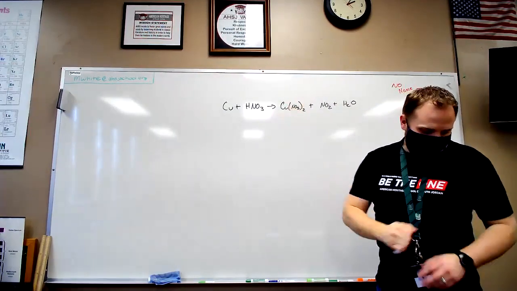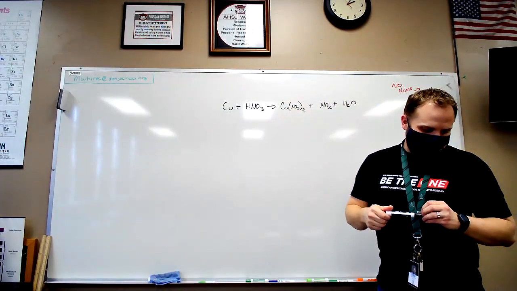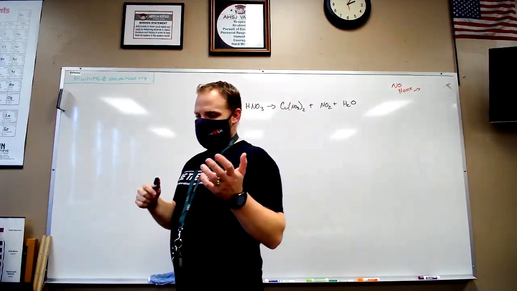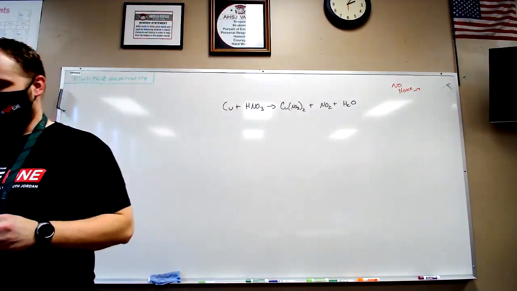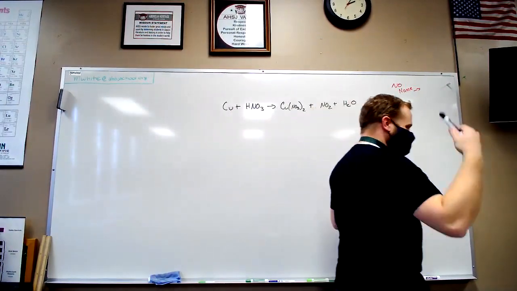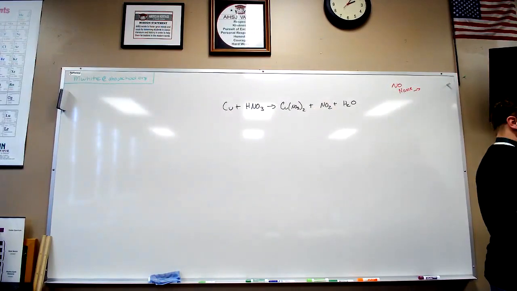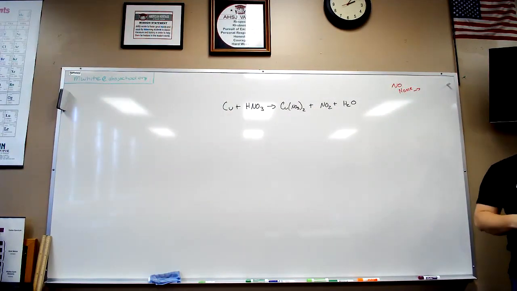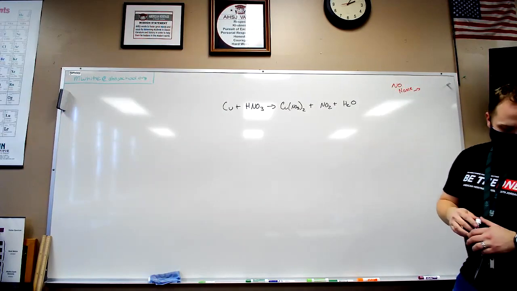Number 2, identify the atoms or ions that are oxidized and reduced. Okay, well, that's pretty straightforward. Remember we talked about that last time. If the oxidation number goes down, it has been reduced. If the oxidation number goes up, it has been oxidized.